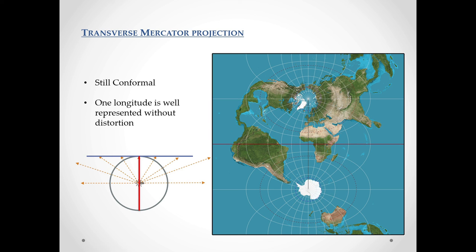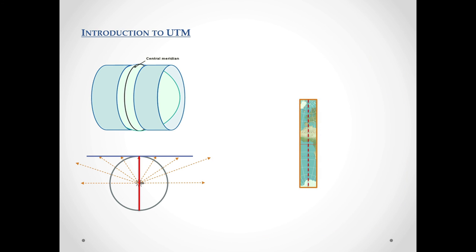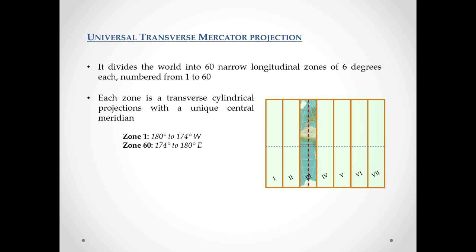Transverse Mercator projection is still conformal. One longitude is well represented without distortion, that is this longitude. Now let's see what is UTM, Universal Transverse Mercator coordinate system. It's one of the very important projected coordinate systems because in our daily use we use this projection system. In the Universal Transverse Mercator projection system, the world is divided into 60 narrow longitudinal zones of 6 degrees, which are numbered from 1 to 60.